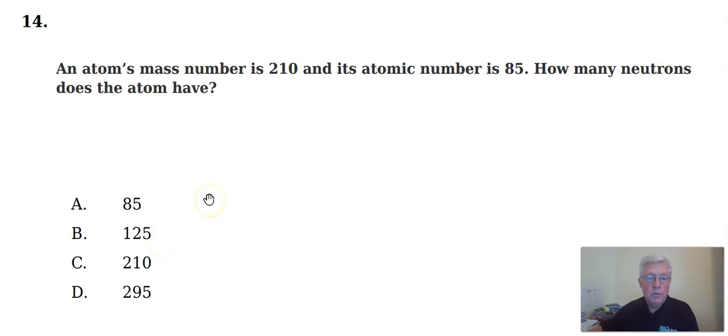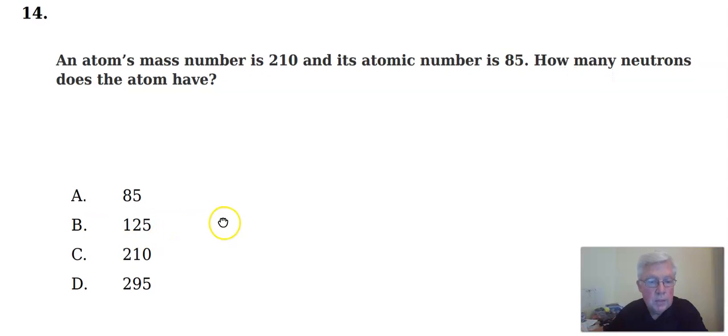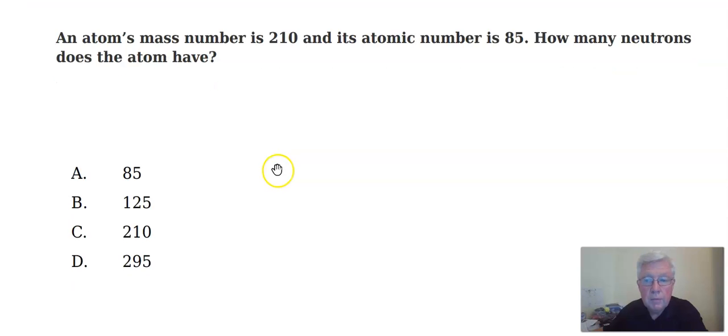Or you could just break down and do the math. 210 minus 85 is, can't subtract 5 from 0, so you borrow. And 10 minus 5 is 5. And 20 minus 8 is 12. So you get 125. Best answer is B. Hope you did the math.